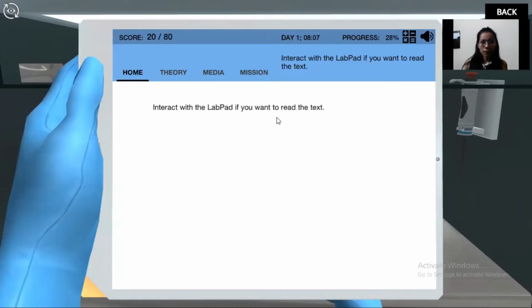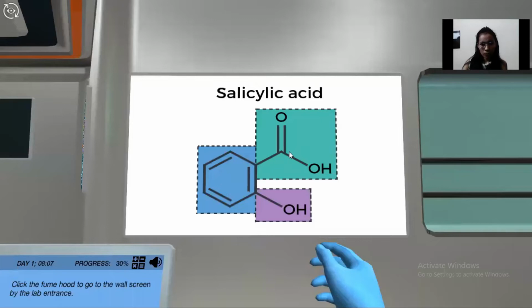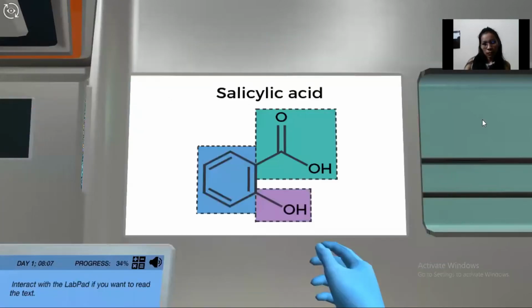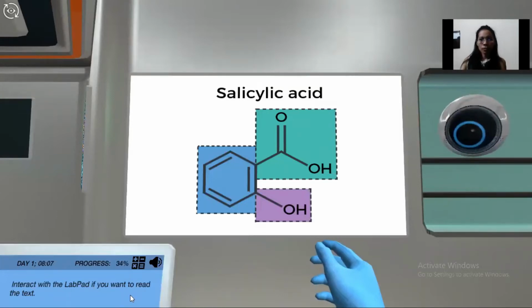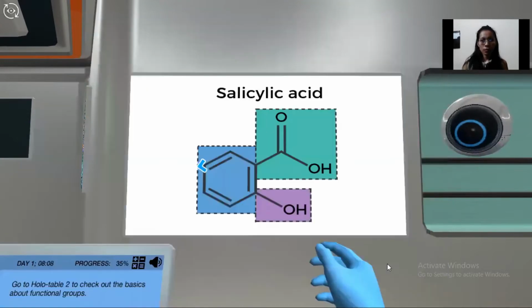Click the fume hood to go to the wall screen by the lab entrance. Here on the wall screen, you can see the chemical structure of salicylic acid. I've highlighted 3 sections on the structure, with each section being a distinct functional group. There is an essentially infinite amount of organic compounds, and this is possible partly due to the countless possible ways functional groups can combine. Go to Hollow Table 2 to check out the basics about functional groups.